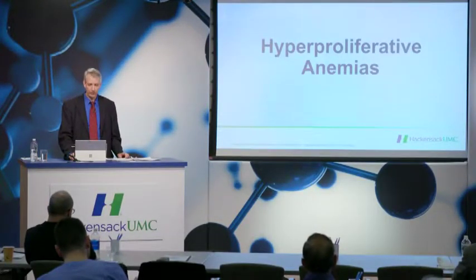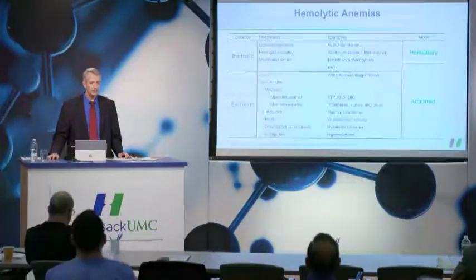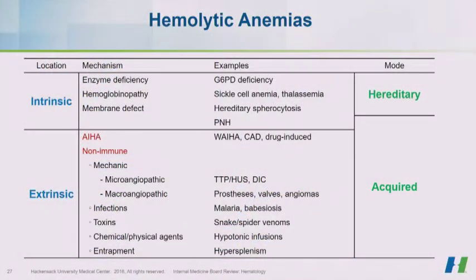Now let's switch on to hyperproliferative, overproduction anemias. And if we leave aside blood loss, which I'll do, then we are really talking about hemolytic anemias. That's a very large group of diverse diseases. They all share one common denominator at least, and this is accelerated red blood cell destruction from whatever source that is. So that's the smallest common denominator for hemolytic anemias.